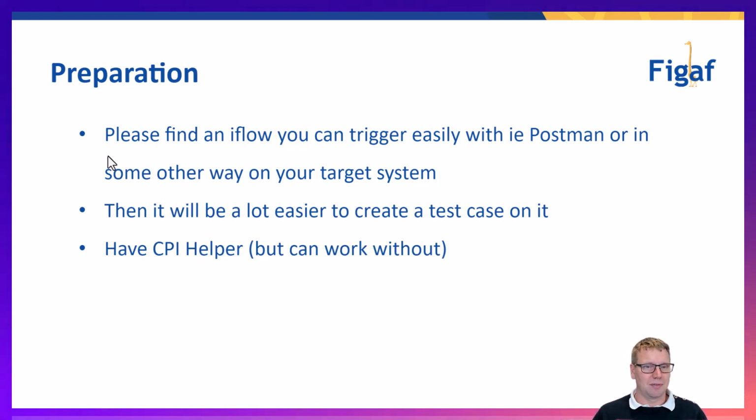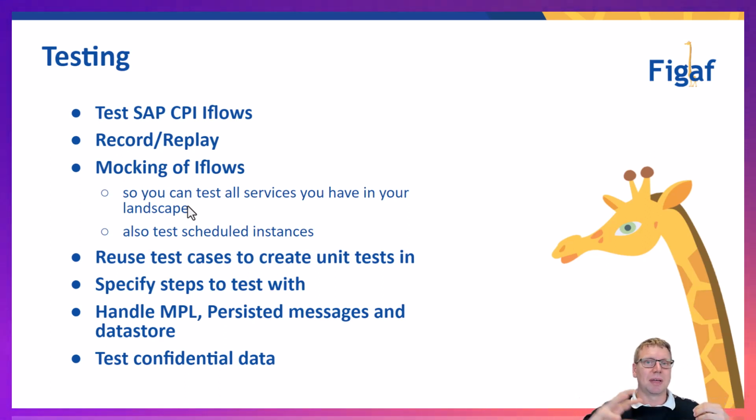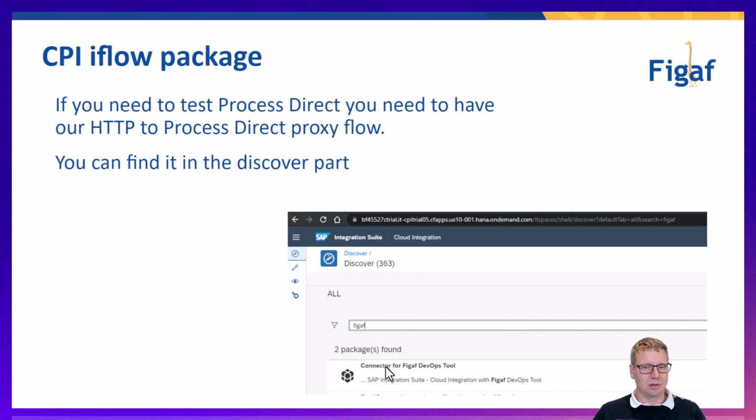So obviously you should have an iFlow, and there are a couple of different ways that we can work with this. We use record replay, where when we send a message, we expect to be creating this test case, and then we can actually run it. So let's see what we have here. We have this package here, go and search for it. Here we have a proxy that allows you to use HTTP to process direct, and there's also HTTP to JMS. You need to deploy these two to be able to test those scenarios.